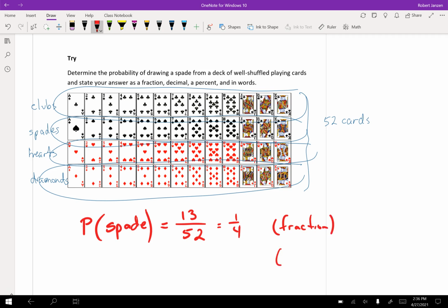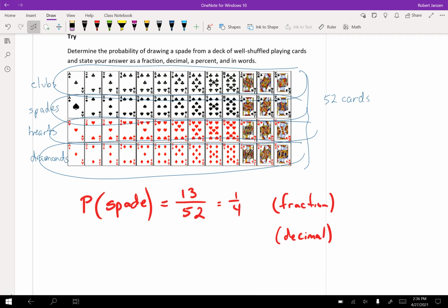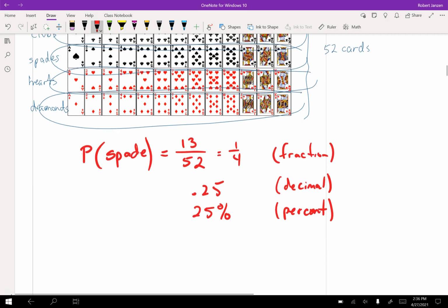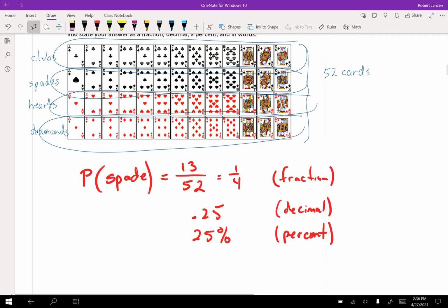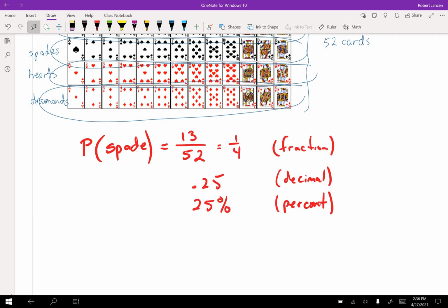Now if we wanted to do a decimal, you just use your calculator for this. You're going to take 13 divided by 52. Okay, and it should give you 0.25. And then as a percent, if I want percent, I'm going to take that decimal and multiply it by 100. Okay, 25%. And then in words, well, what's the probability of spades? It's 13 out of 52 cards.